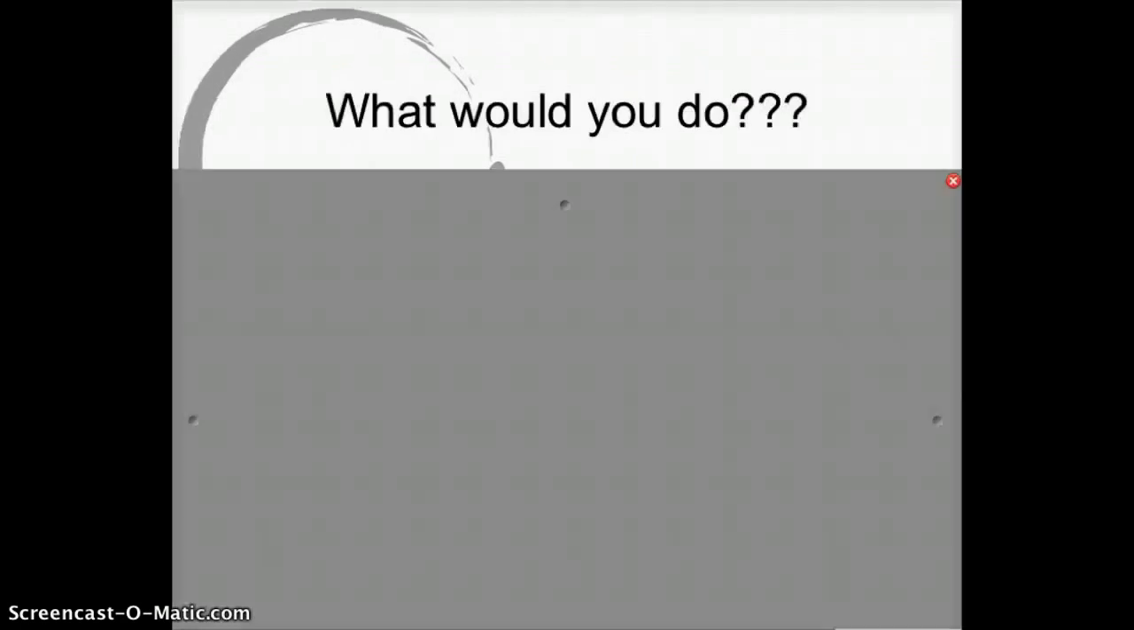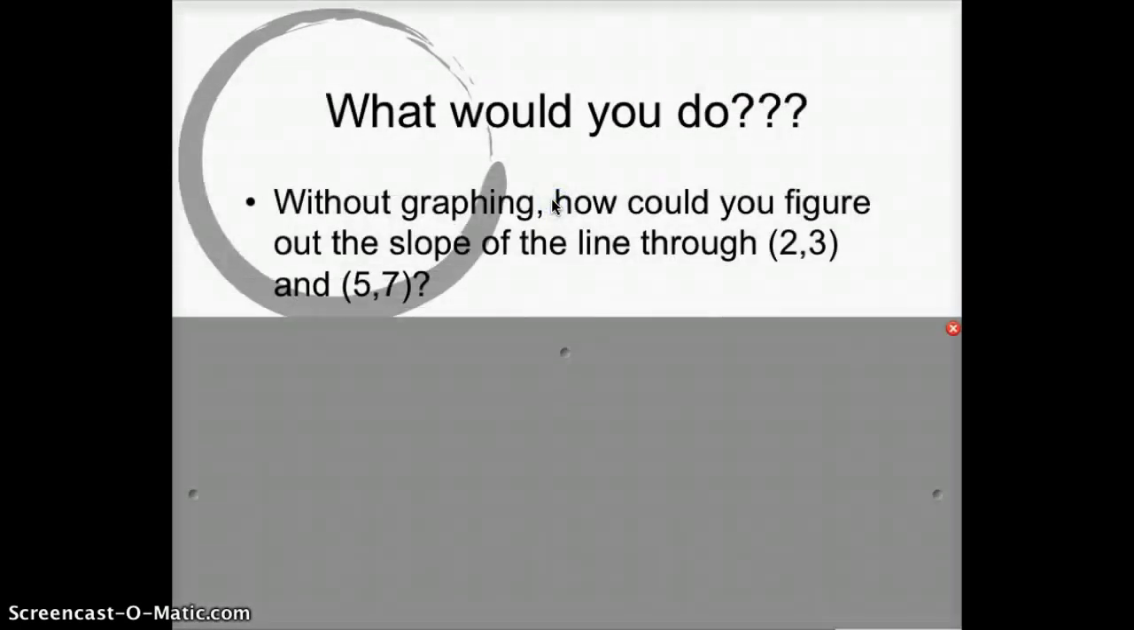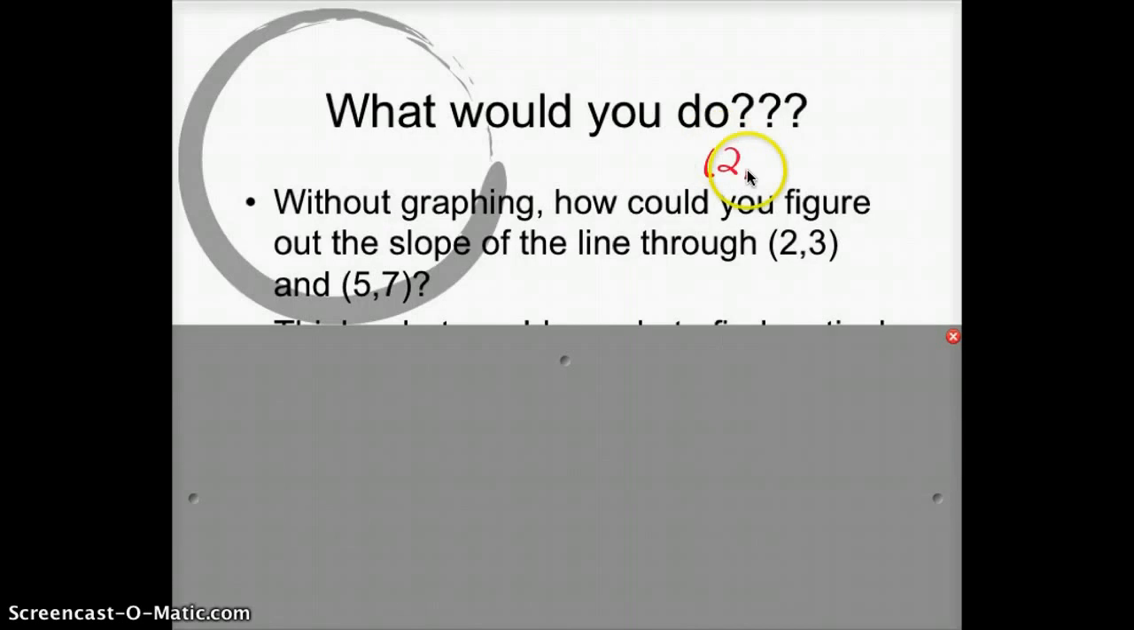All right. What would you do? I want to see if you can try to do this without me guiding you all the way through it. Really do try. Without graphing, how could you figure out the slope of the line through 2, 3 and 5, 7? Okay, so it's going from the point 2, 3 to the point 5, 7. Try to do that before I give it away.